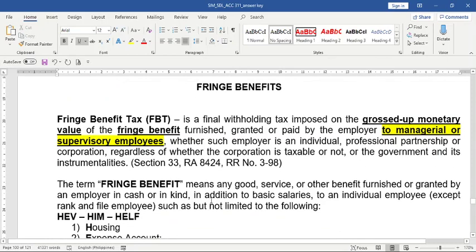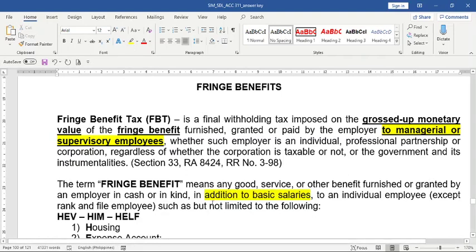Okay, what is a fringe benefit? It means any good, service, or other benefit furnished or granted by an employer in cash or in kind in addition to basic salaries. So take note, in addition to the basic salaries, to an individual employee except for rank and file. So what about the rank and file?